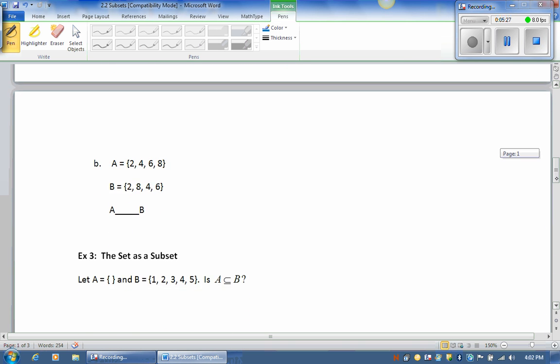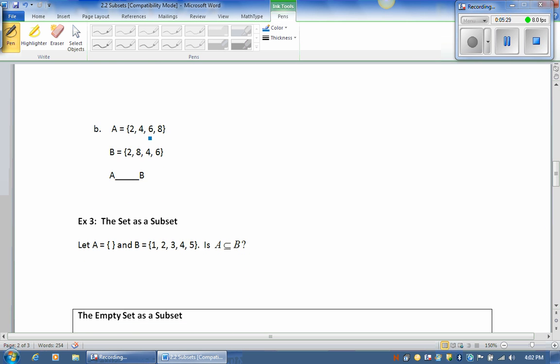The next one, I've got set A is 2, 4, 6, 8. Set B is 2, 8, 4, 6. Is A a subset of B? Well, yeah, here's 2, here's 4, here's 6, here's 8. So it's a subset, but we have the same exact elements here. So that's not going to be a proper subset. Okay, so that's how you tell the difference with those.